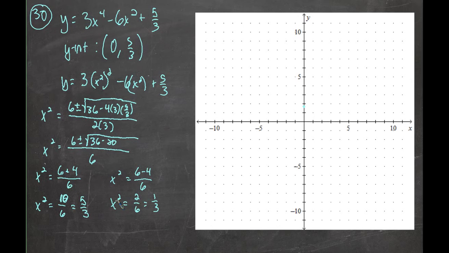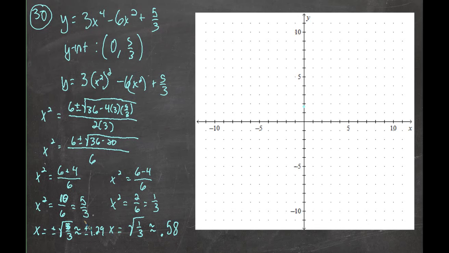That's 5/3. X squared also could be 1/3. So we take the square root of both sides, and we get x equals plus or minus the square root of 5/3. Right, so that's going to be a positive square root of 5/3 and a negative square root of 5/3. It's going to be over here somewhere. And x also equals the square root of 1/3. Okay? So, how big are those numbers?